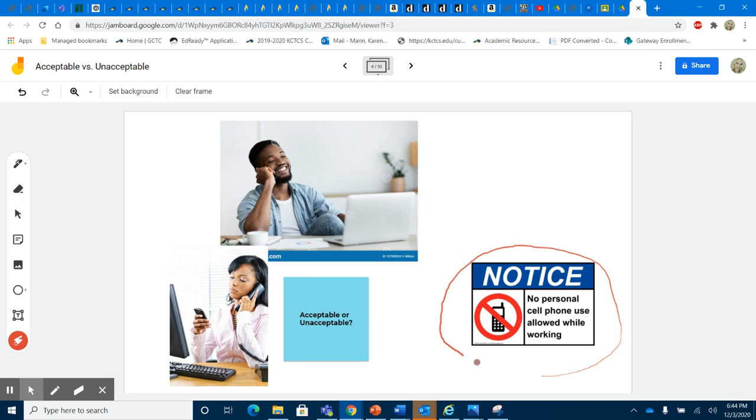And so this is an example of a sign that they would likely see in their workplace: no personal cell phone use allowed while working. We can talk about why that might be, why did they have to create that rule? What are some exceptions to that rule that might exist? And then we'll be looking at the pictures here. We can even go in and add pictures, if during the discussion we would like.